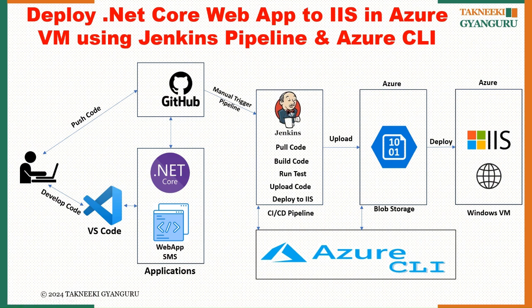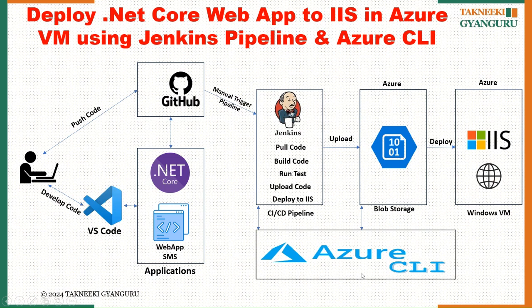Correct. So what we have understood is, first of all, we will create a Jenkins pipeline where we will mention all these stages: pull code, build code, test code, upload code to the blob storage using Azure CLI, and deploy this code to the Windows VM using Azure CLI.